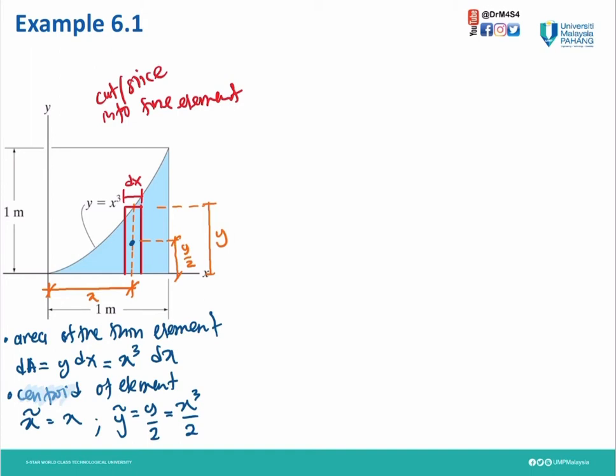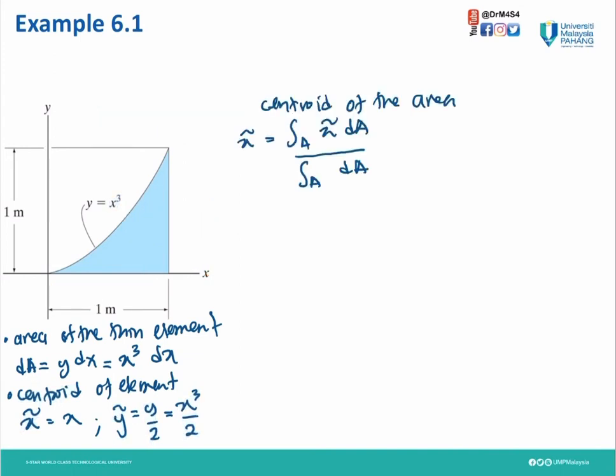So on the x-axis, x prime is x, while y prime is y divided by 2. And we know y equal to x cubed. So we substitute, we get x cubed divided by 2. Back to the basic formula explained earlier, x prime is the integration of x dA divided by the integration of dA. So we have our x prime, so we need to substitute. And also we know our dA.